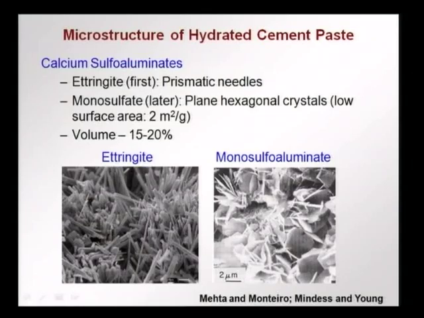Other than these two structures, we have small quantities of ettringite and monosulfoaluminate. Ettringite, which forms first, is this needle like structure that later becomes platelets of hexagonal crystals, which is the monosulfoaluminate. Together they take up about 15 to 25% of the hydrated cement paste.